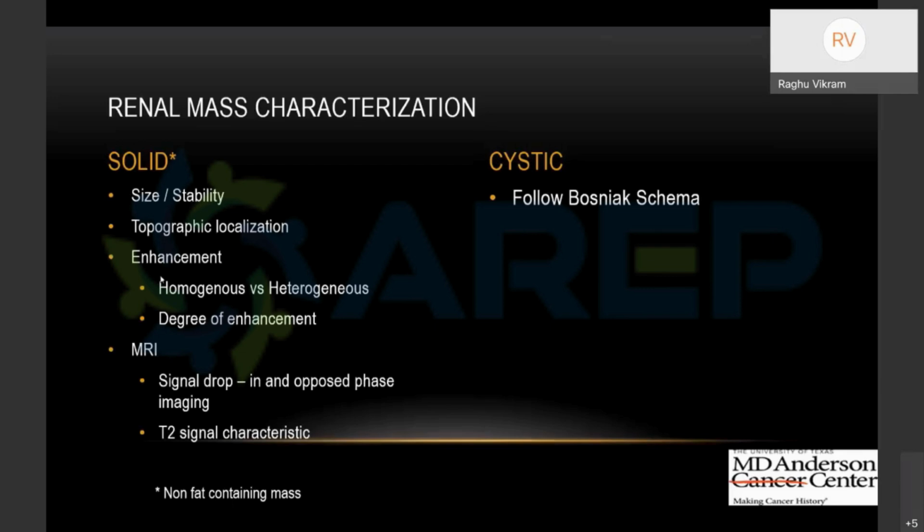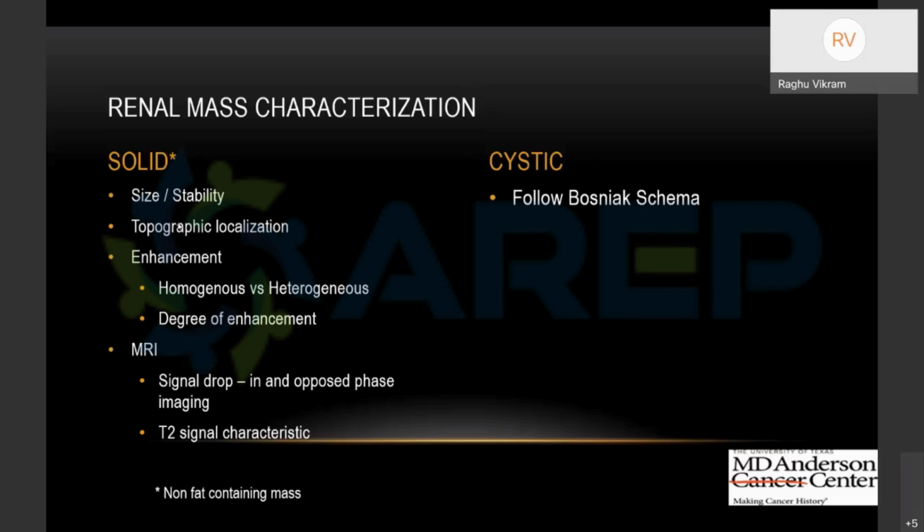What is the enhancement? Does it enhance or not? If it enhances, is it homogeneous or heterogeneous enhancement? What is the degree of enhancement? When you are doing an MRI, what is the T2 signal characteristic? Does it drop signal in the in and out of phase? All these can be used to actually characterize renal masses. If it turns out to be cystic, we just follow this cystic schema.